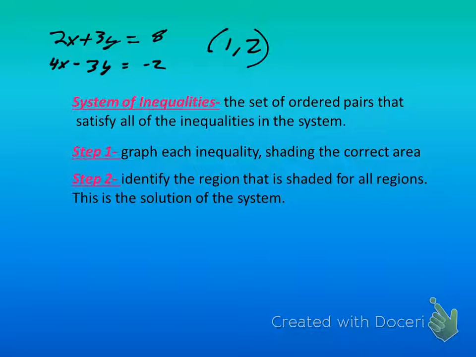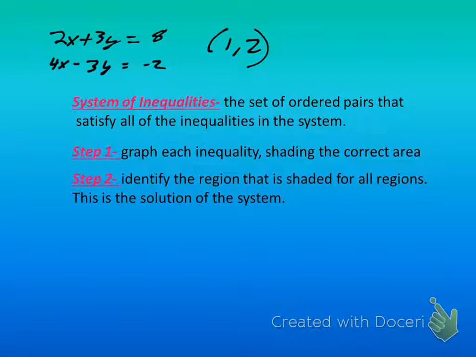You've done this before, I remember. So a system of inequalities, very similar to the system of equations, is a set of ordered pairs that satisfy all of the inequalities in the system. We'll eventually get to threes, that'll be Tuesday or so.